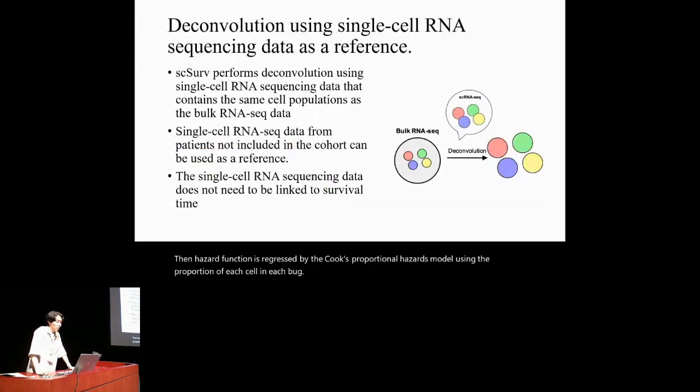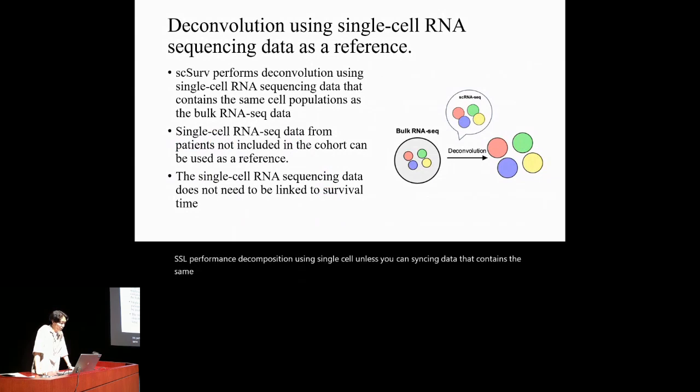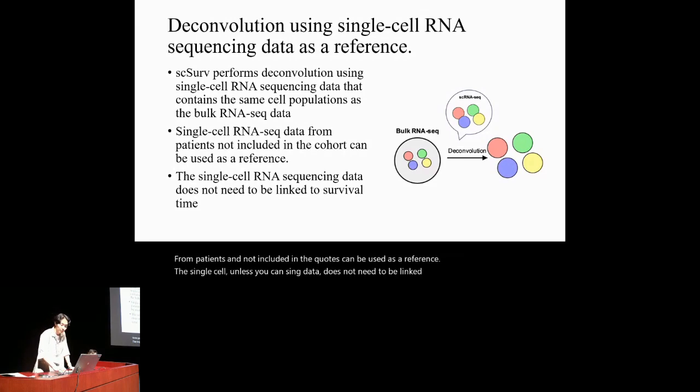SC-Sub performs deconvolution using single-cell RNA sequencing data that contains the same cell proportions as the bulk RNA sequencing data. Single-cell RNA sequence data from patients not included in the cohorts can be used as a reference. The single-cell RNA sequencing data does not need to be linked to survival time.